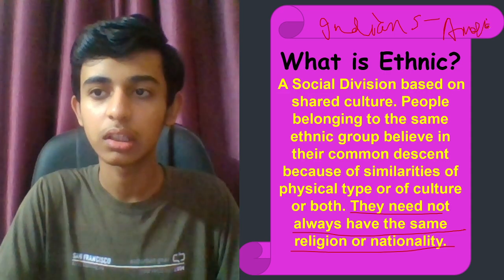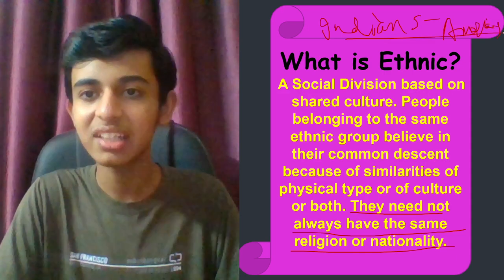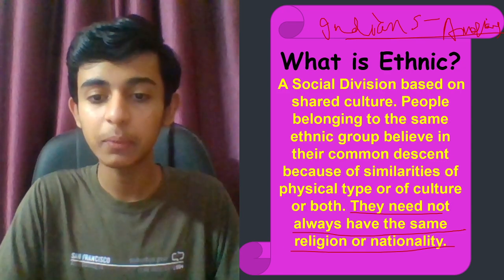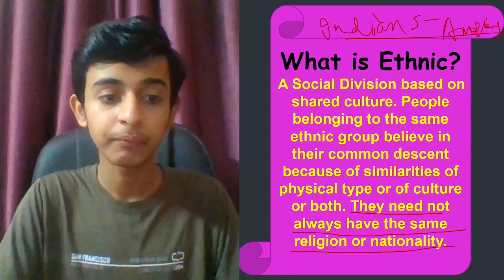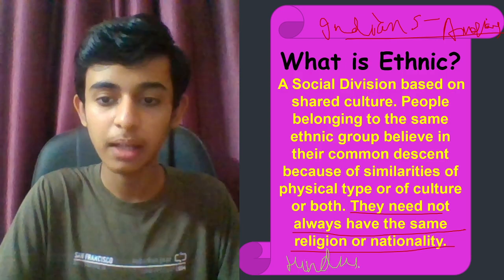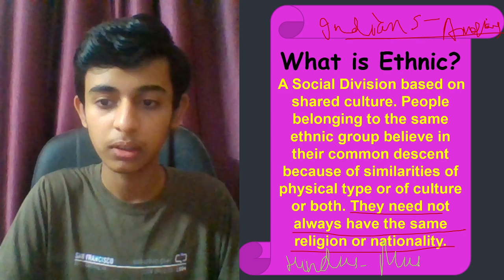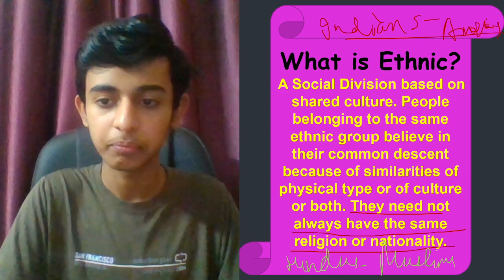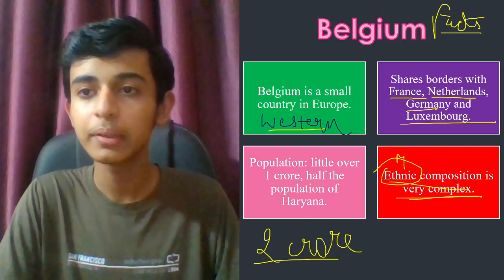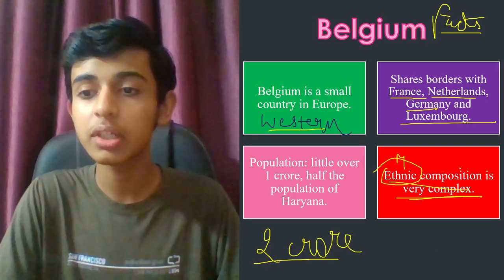Americans. Sorry for my handwriting, just ignore. Indians and Americans. And even the religion, you can say the Hindus and Muslims, can form these communities. Okay, so I hope ethnic is clear. Now coming to this part, ethnic composition is very complex.